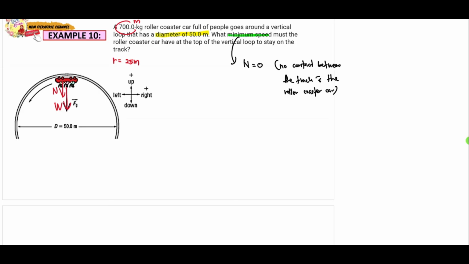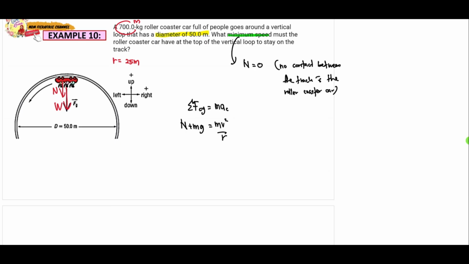Boleh maksudnya hanya ada force of gravity saja masa tu. Sebab tu dia tanya what is minimum speed must the roller coaster have at the top. Kalau terlalu perlahan tak boleh kan, bahaya kan. Dia kena bergerak laju juga untuk dia stay on the track. So in order to find the minimum speed, we need to consider n is equal to 0. Okay, so at the top, as we know that total FCY is equal to MAC, so we can write that n plus mg is equal to mv squared over r.